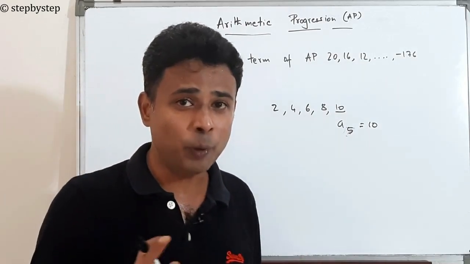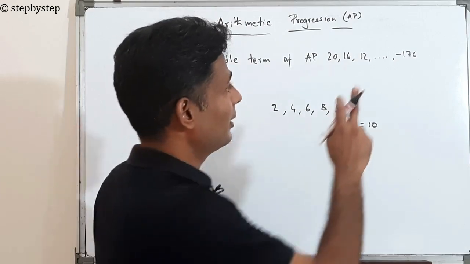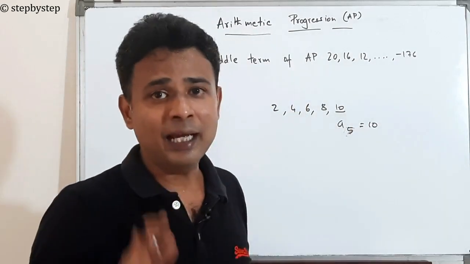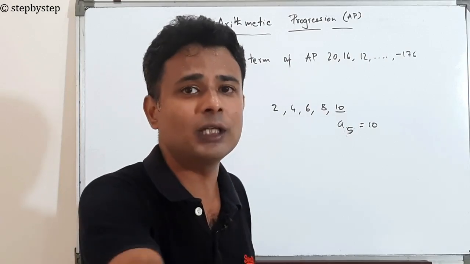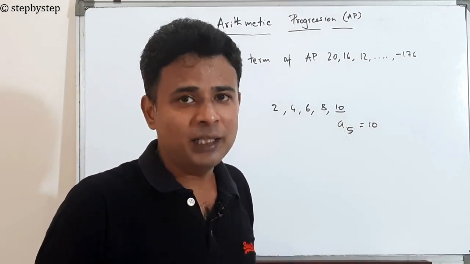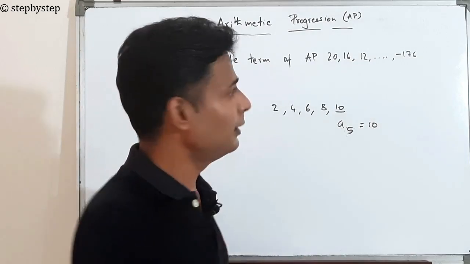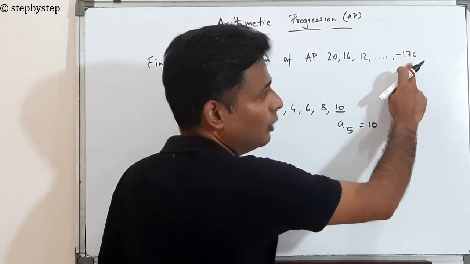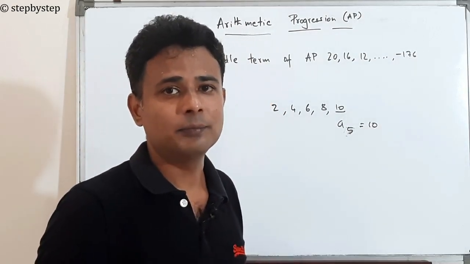So remember this, very important. If you know the last term, the n value for the last term will give you the total number of terms. So all we need to do, before finding the middle term, is find how many terms there are. So we need to find the n value of the last term.